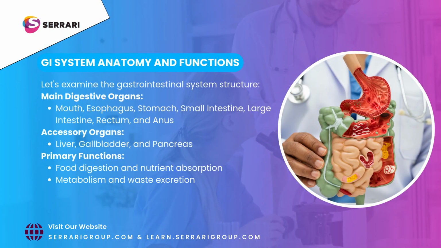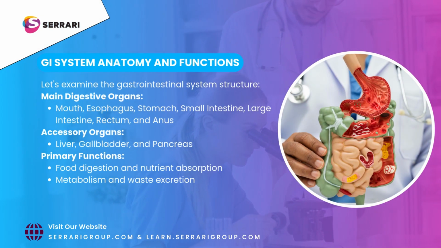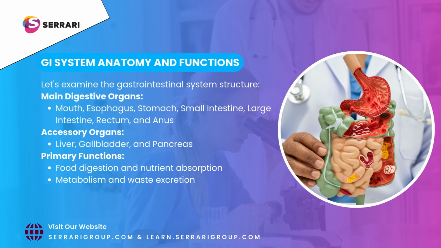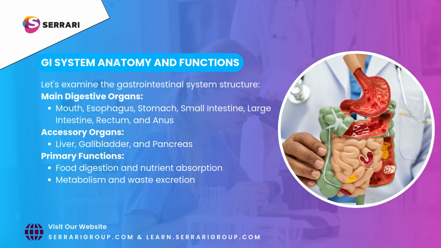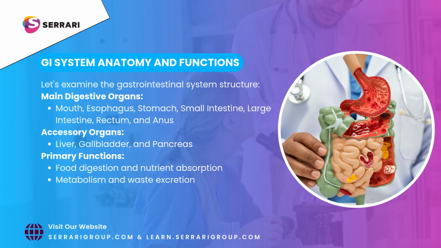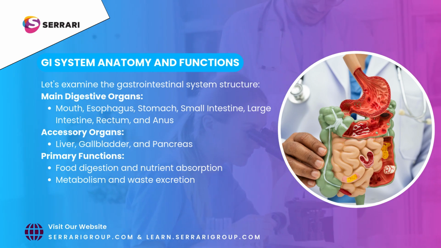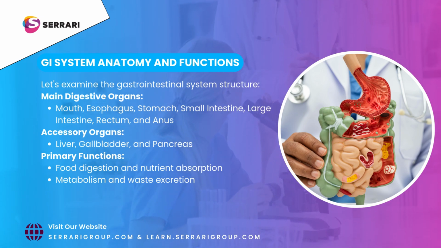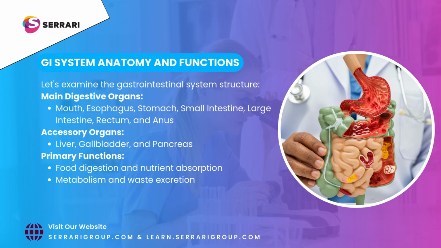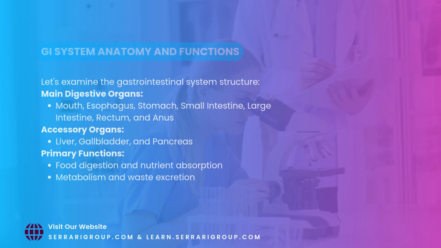GI system anatomy and functions. Let's examine the gastrointestinal system structure. Main digestive organs: mouth, esophagus, stomach, small intestine, large intestine, rectum, and anus. Accessory organs: liver, gallbladder, and pancreas. Primary functions: food digestion and nutrient absorption, metabolism and waste excretion.